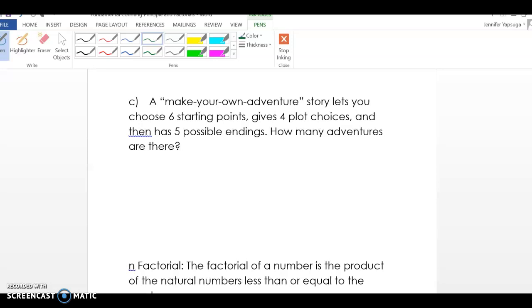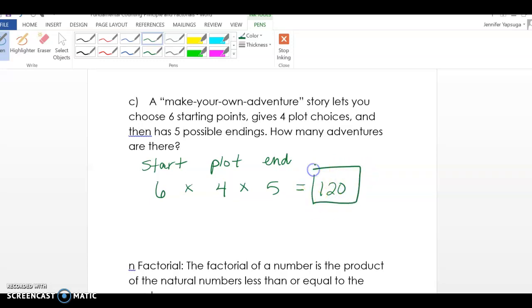Okay, with your make your own adventure, we have a starting point, we have the plot, and then we have an ending. So in the starting, they tell us that there are 6 possible starting points, there are 4 plot choices, and there are 5 possible endings. And then again, remember that fundamental counting principle, we're going to be multiplying these numbers together. So we get a final answer of 120 different adventures that you could possibly have.